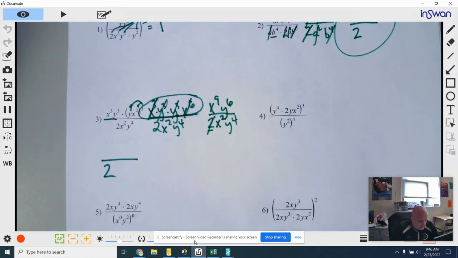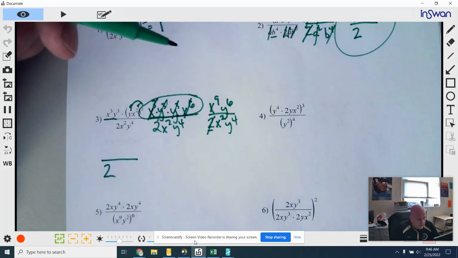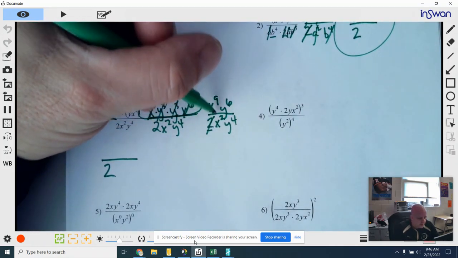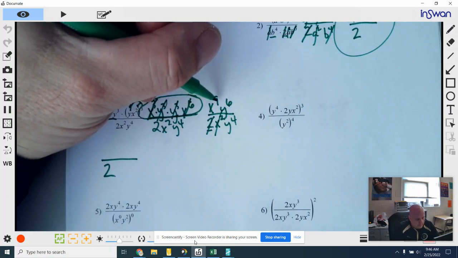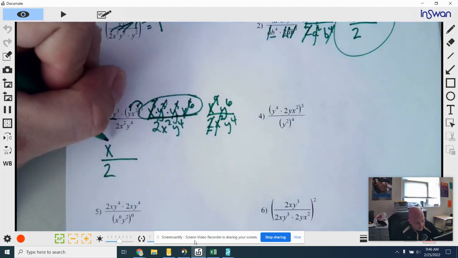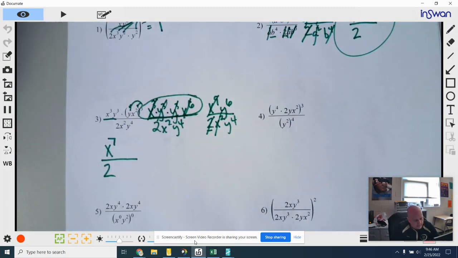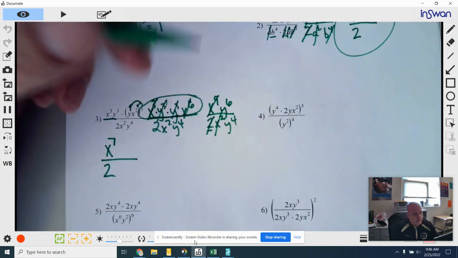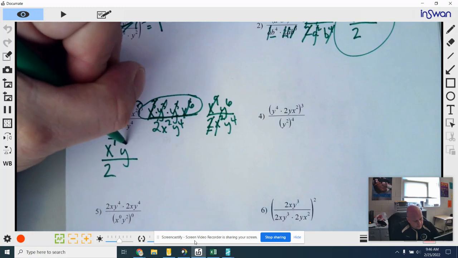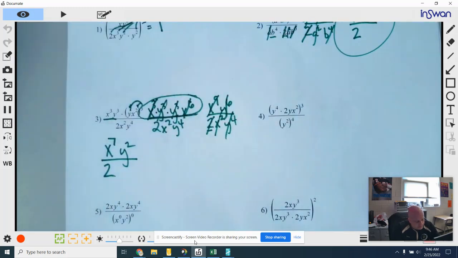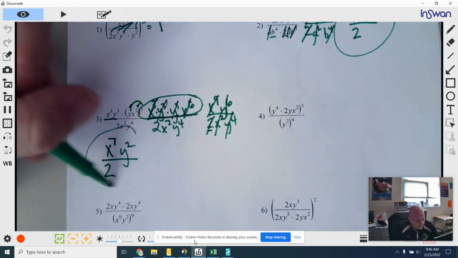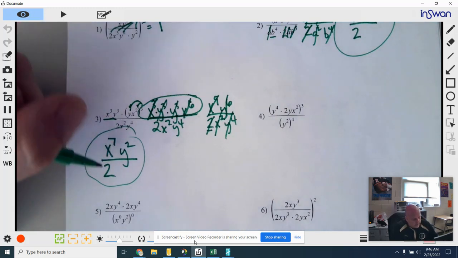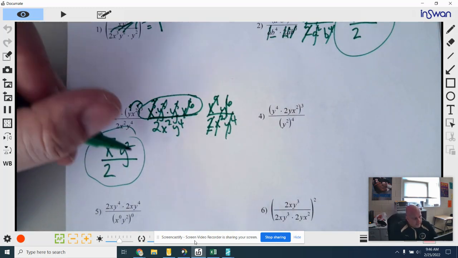Cross it off. Now my x's, I've got some on both sides. I see which side's got more. Top does. How many more? 7. So if I get rid of those, you've got 7 x's remaining up top. And then we check out the y's. Again, the top has more. 6 take away 4 is 2. So cross those off. We used everything. So final answer, x to the 7th, y squared over 2. And again, to be in proper order, we need to have it in alphabetical order.